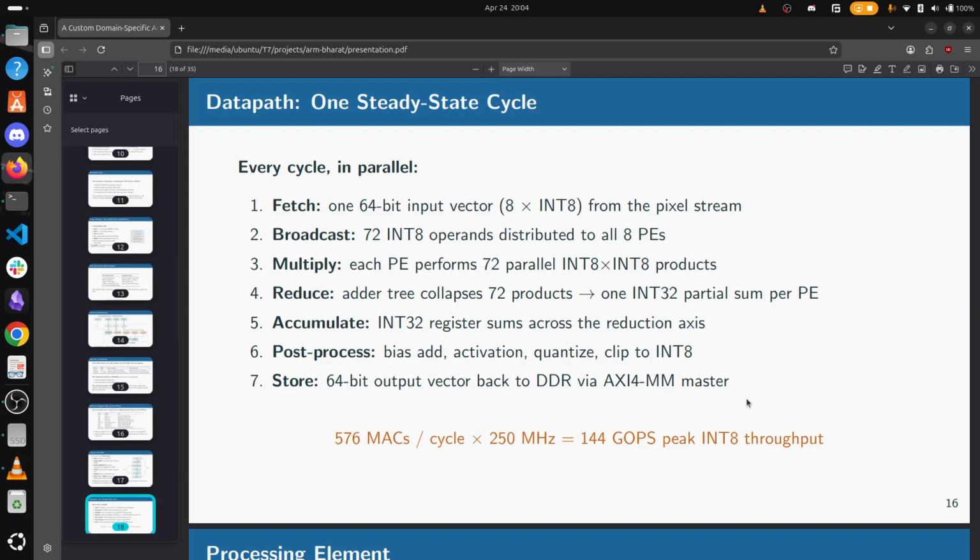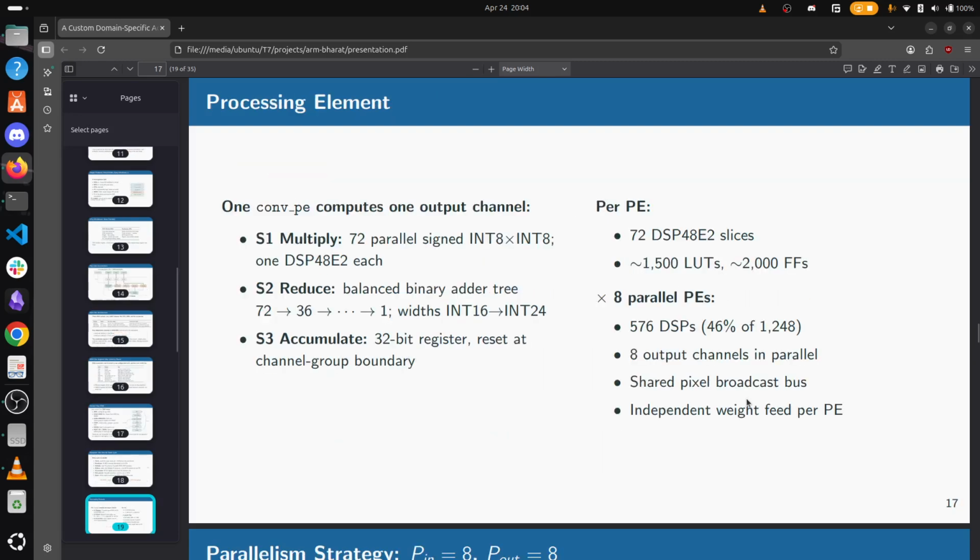Now this is where our advantage is coming from. In every cycle, we are doing these 7 operations in parallel, not sequentially. We are fetching the input image pixel. We are multiplying it in parallel with many output features and input channels. Then we are adding those results, and then we are storing it back. So all of this is being done in parallel.